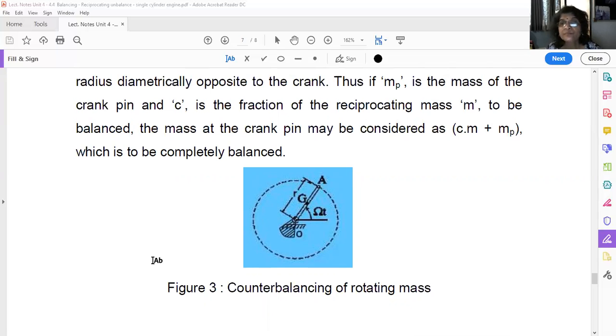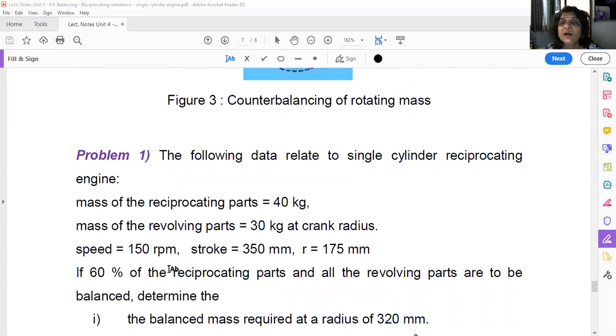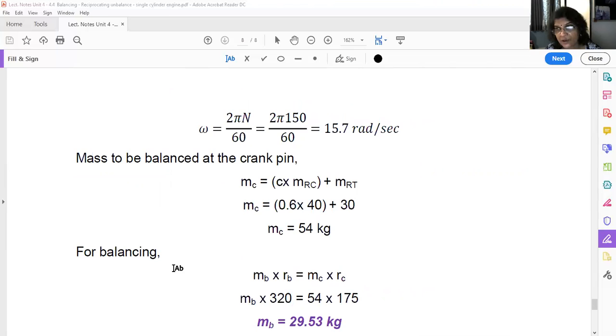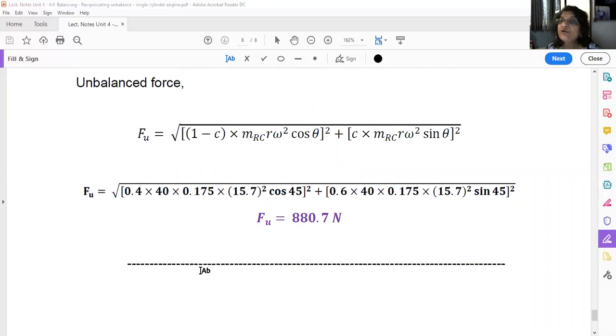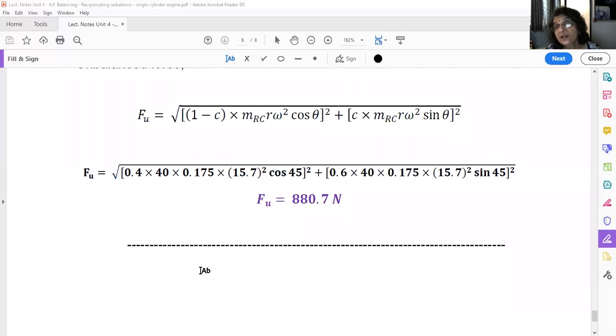Okay, so this finishes your single cylinder engine balancing. In the next lecture, we are going to study the balancing of 2-cylinder, 3-cylinder, 4-cylinder, 5-cylinder, 6-cylinder engines, and what their applications are, how to balance, etc. Okay, so thank you very much. I will stop here. Hope you have understood the topic.